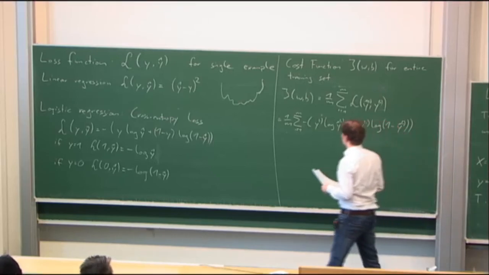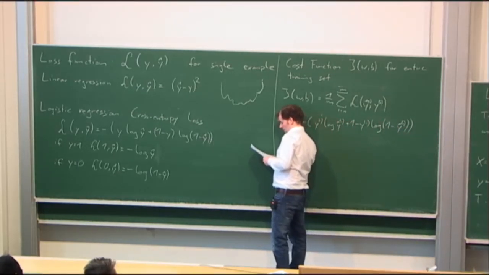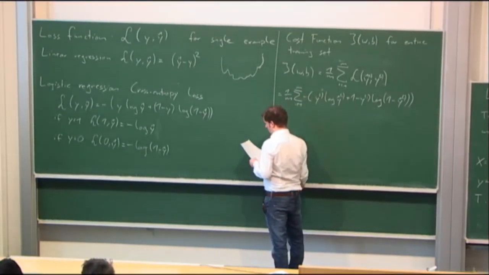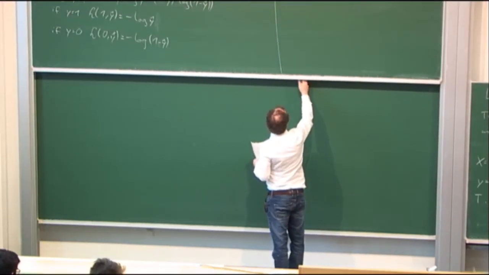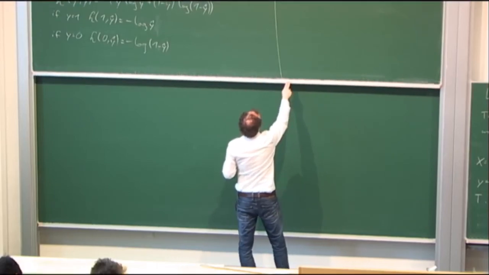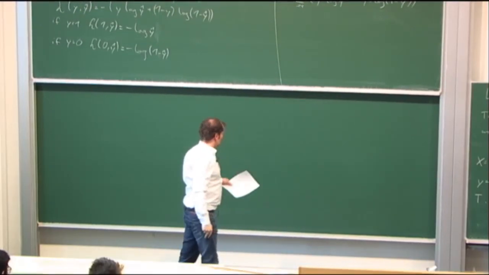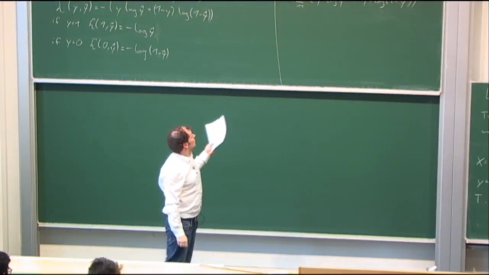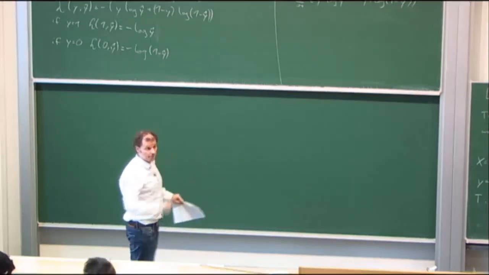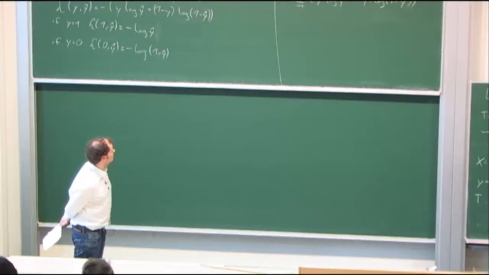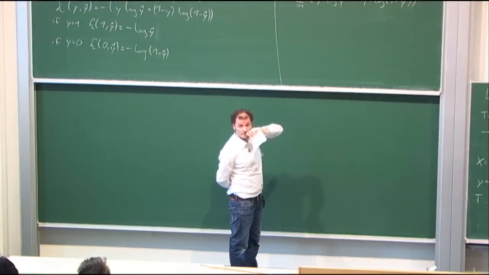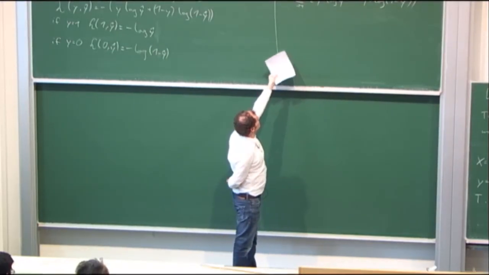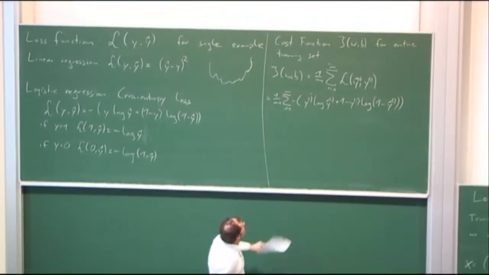Now, what we want to do next is gradient descent. So let's first find the optimal vector W. How do we find the optimal vector W given that this is our cost? We want to minimize the cost. We want to find the W that minimizes this cost.